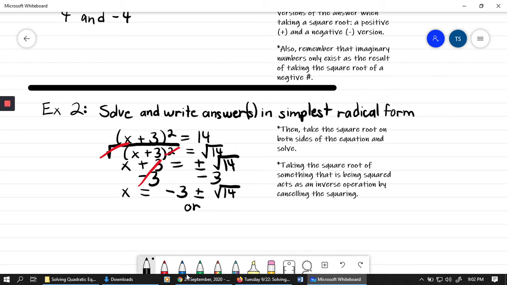The other way that we could write this is we can write the plus or minus square root of 14 first. So we could write it like this, and then we could put the minus 3 last. But again, we do not want to try to combine these.